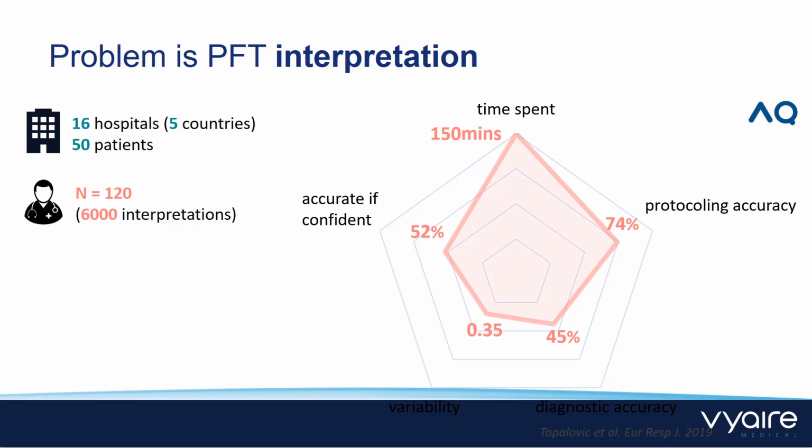The correct diagnosis of the patient was identified accurately in 45% of the cases. A kappa score of 0.35 shows a large variation between the different experts. For the cases where the pulmonologist indicated that they were confident in their reply, the diagnostic accuracy went up to 52%. These numbers show that there is significant room to further improve the interpretation of pulmonary function tests.